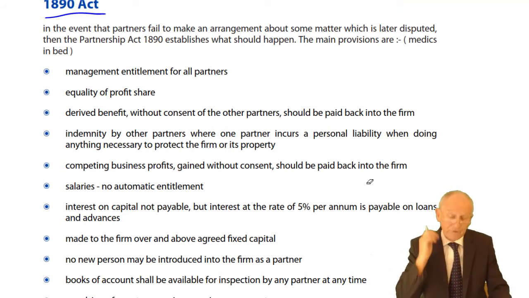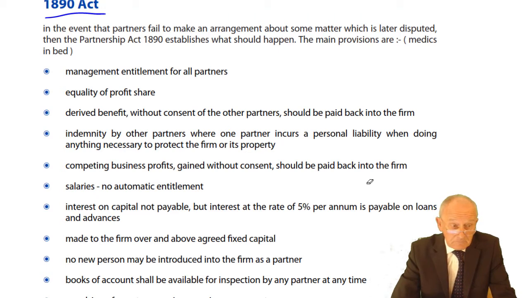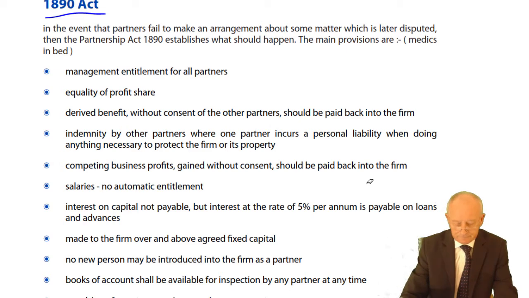In the event the partners fail to make an agreement, an arrangement, and then that matter occurs, we can agree. Can I have a salary? Yes. We can agree to change the agreement. Can I have a salary? No. I want one. No. So let's see what the 1890 Act says. And it's here.